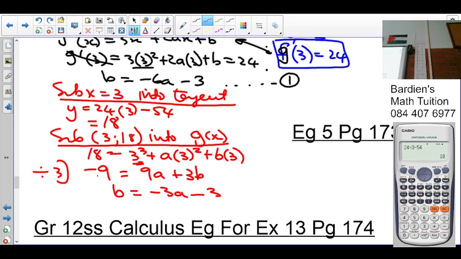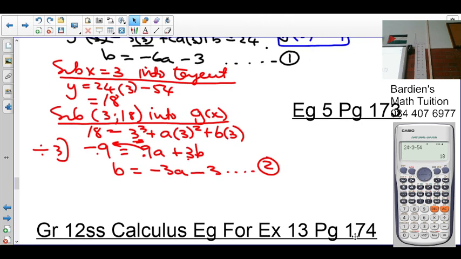If I divide throughout by 3, I get negative 3 is equal to 3a plus b. I'm taking that over the equal sign as well. And this is equation 2. I didn't have to take that a over as well. Okay, as you can see, you can do simultaneous equations.